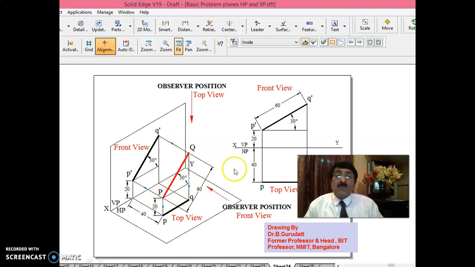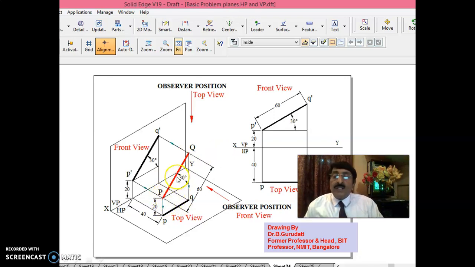But in these problems, instead of fixing at end P, I'll fix at the midpoint. Can you understand? Between P and Q, the midpoint. When you fix at the midpoint, the distance above HP and in front of VP is given. That should not change. When you rotate the line, if Q goes this way, P will come this way. That means you will have a locus here as well as a locus here. Can you all understand this?